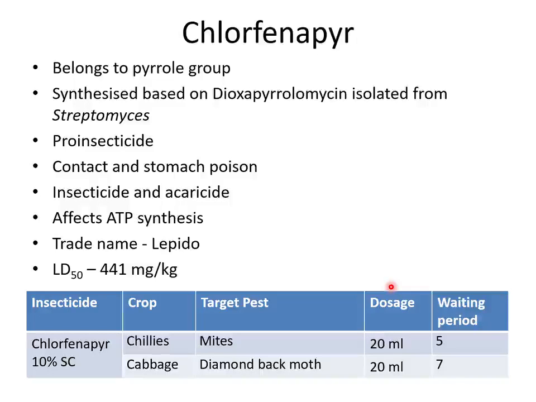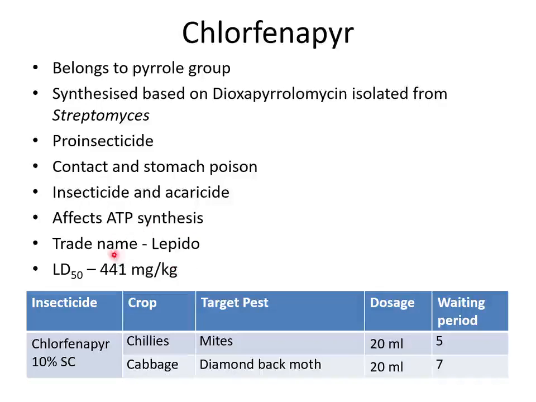Coming to the next pesticide group, that is the pyrrole group. It has only one pesticide, that is chlorfenapyr. This is synthesized based on a metabolite, dioxapyrrolomycin, isolated from Streptomyces. Again, it is a pro-insecticide. It is converted into a more toxic form. It is a contact and stomach poison having insecticidal and acaricidal properties. Again, it acts on electron transport and affects ATP synthesis.